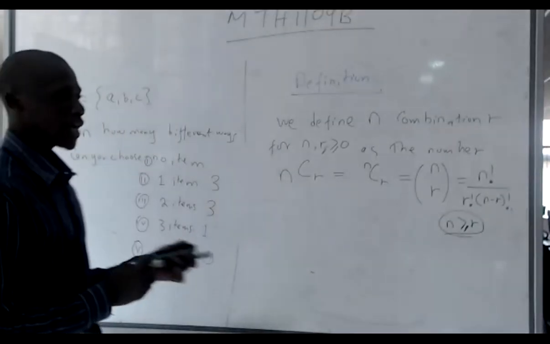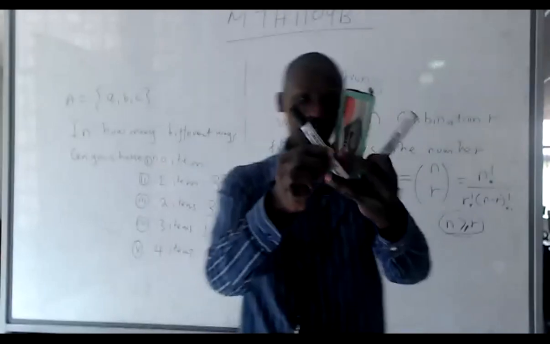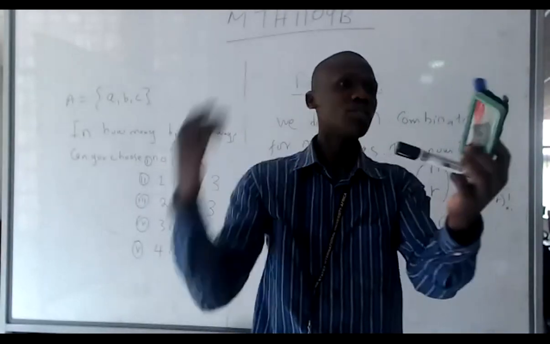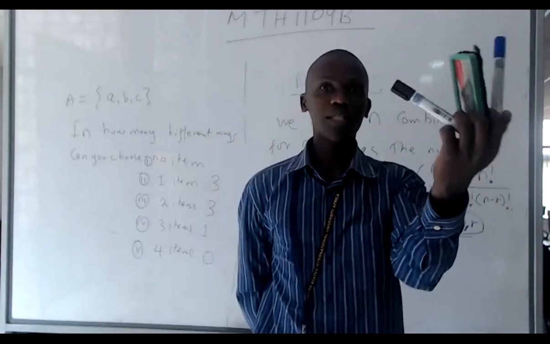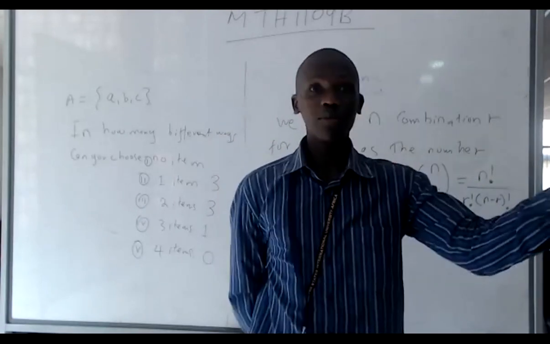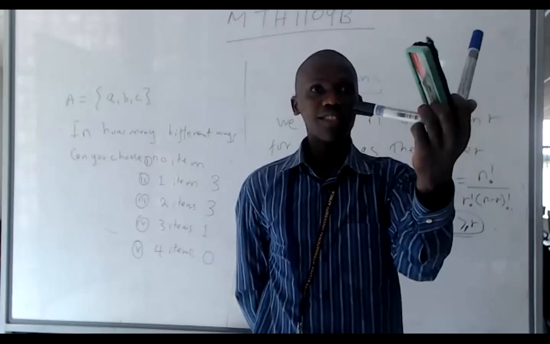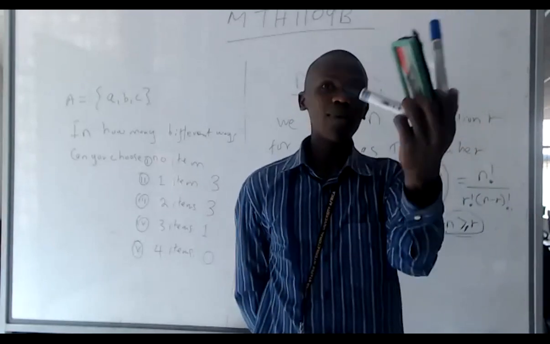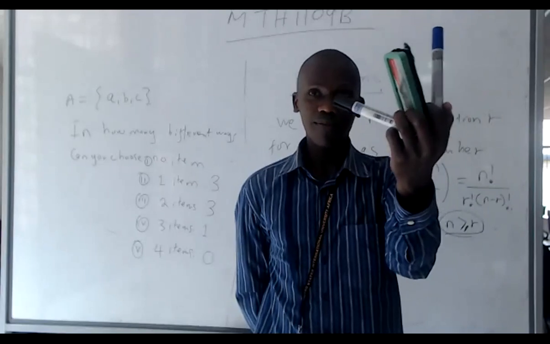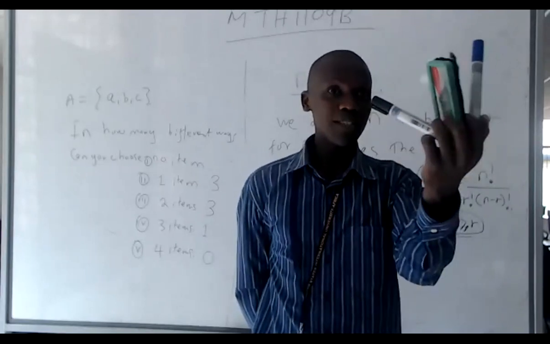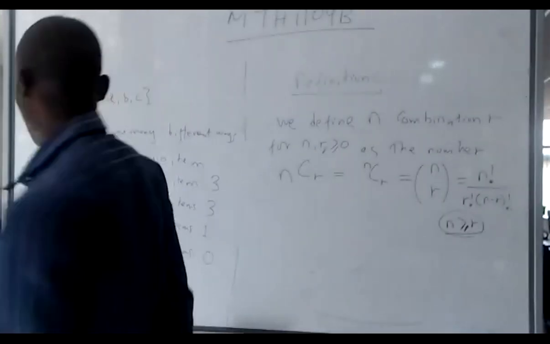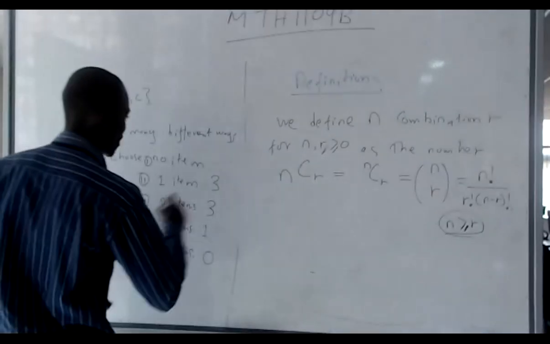How about no item? I give you a set with 3 items. In how many different ways will you decide not to choose anything from my set? Say, I don't like what you're giving me, I'm not taking anything. How many different ways? 0. Are you sure it is 0? No, there's only 1 way of rejecting, so it's going to be 1.